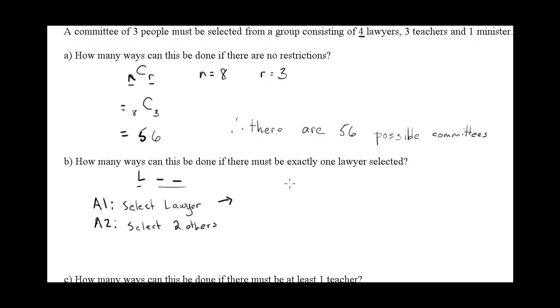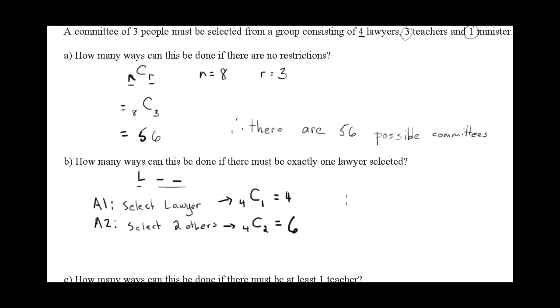So how many ways can you select a lawyer? Well, how many people are there to choose from? There's 4 lawyers to choose from. And how many do we need to select? 1. So it's 4C1, which is just 4. And then you must select the 2 others. So how many others are there to choose from? Well, there's 3 teachers and 1 minister. So again, there's 4 others to choose from. And you're choosing this time 2. And 4C2 is 6.